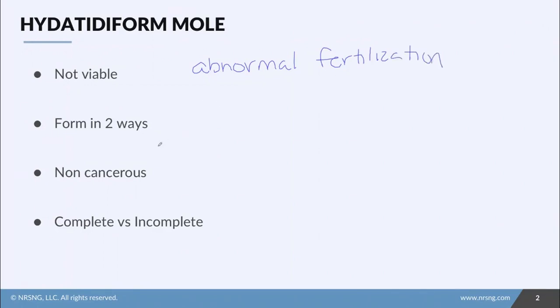So they can form in two ways. Either there is an ovum, so we have the egg, the ovum, and there's no maternal DNA. So it's just an empty egg. Or you have an ovum and it is fertilized by two sperm. So too much DNA. So this is going to create a non-viable, non-cancerous tumor.